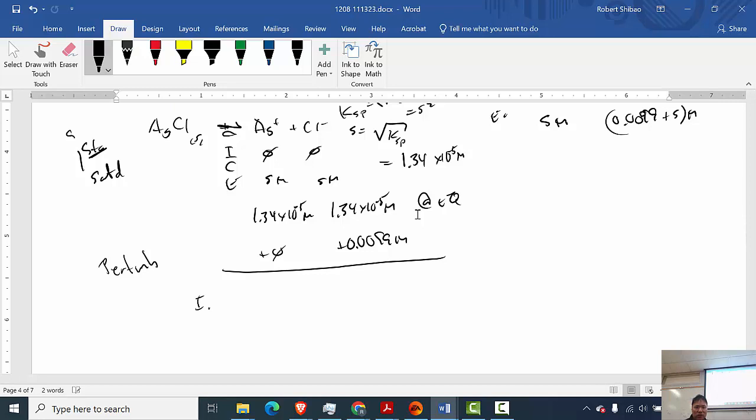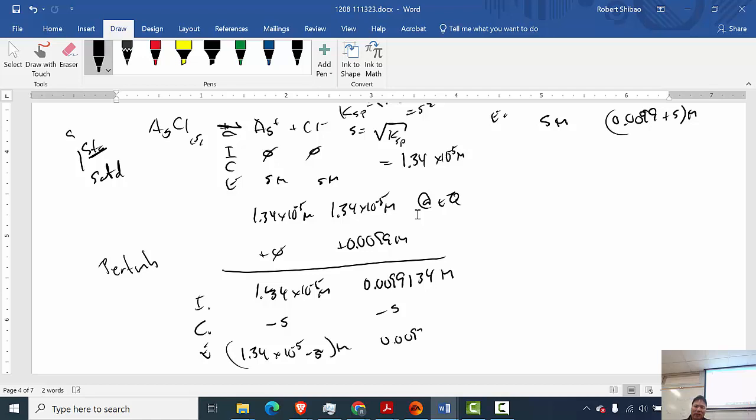And so the new initial conditions will be 1.34 times 10 to the minus 5 molar silver ions, and then add these two up. So plus 0.0099, and this comes out to 0.009934 molar. All right, now I have too much, and so Le Chatelier's principle says we're going to shift it to the left. So I'm going to go minus S, minus S. So I'm going to get 1.34 times 10 to the minus 5 minus S molar, and 0.009934 minus S molar here.